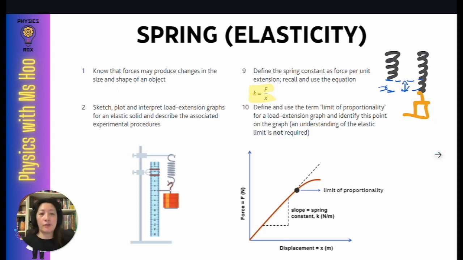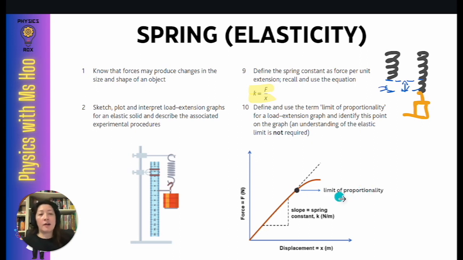You also need to know the term limit of proportionality and what it means and how to identify it on the graph. Now, if you were to do the experiment and keep overloading the spring, it would eventually become deformed, where it's not able to return to its original shape and size. You'll find that the spring no longer follows the original relationship, which is a directly proportional relationship. On the graph, you'll see a straight line initially, then when the spring has been overloaded and has deformed, the graph will curve. The limit of proportionality is the maximum point where the graph is linear.